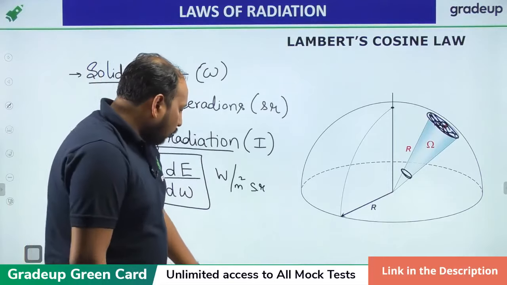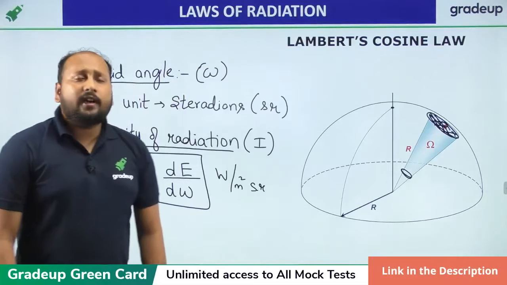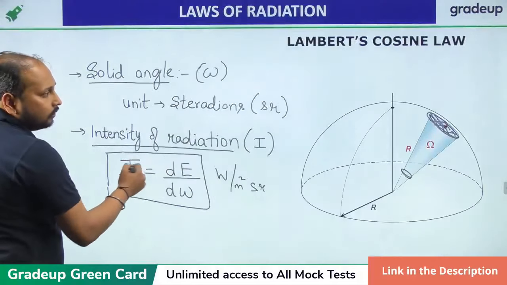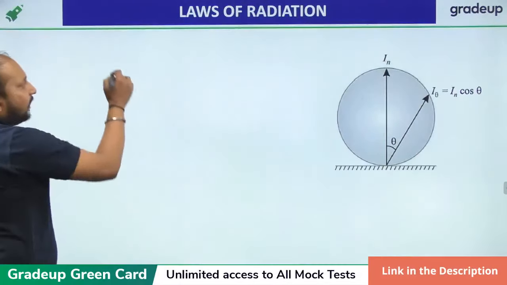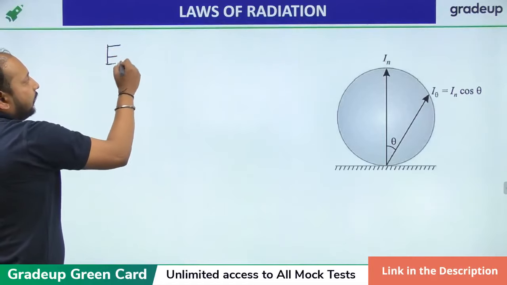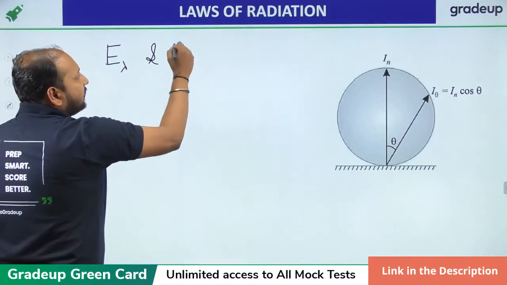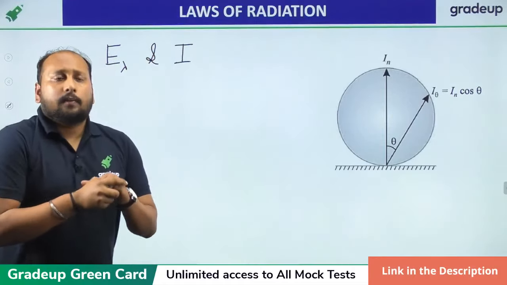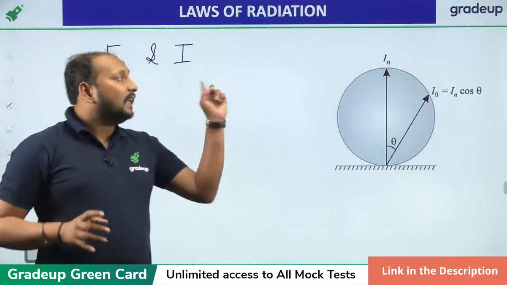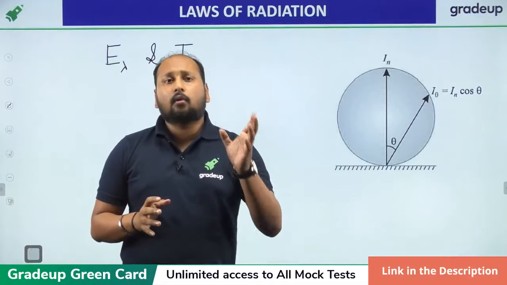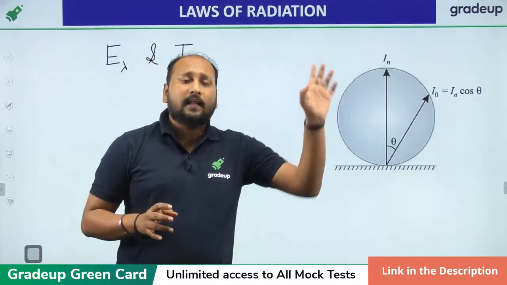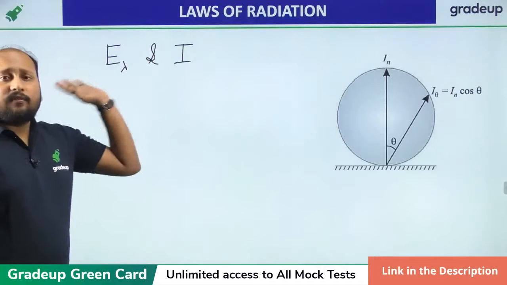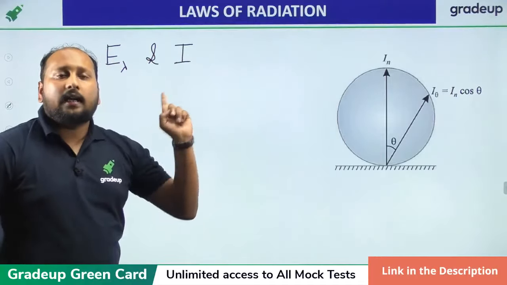So can you tell me what is the difference between intensity of radiation and monochromatic emissive power? Very important concept. What is the difference between E lambda and intensity of radiation? Quickly tell me. Because if you are able to differentiate between these two terms, then I hope you understood the basic concept of radiation. So quickly tell me, what is the basic difference between monochromatic emissive power and intensity of radiation?